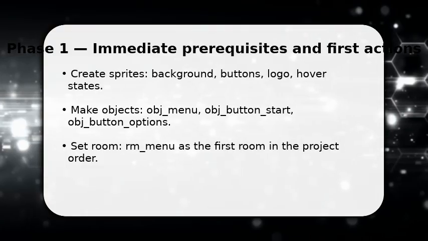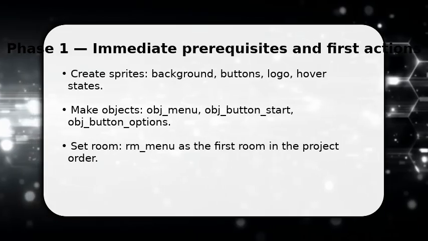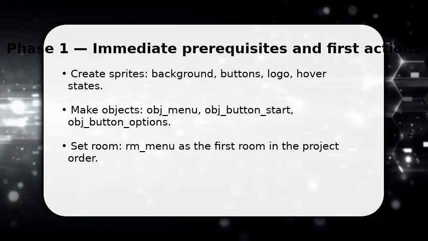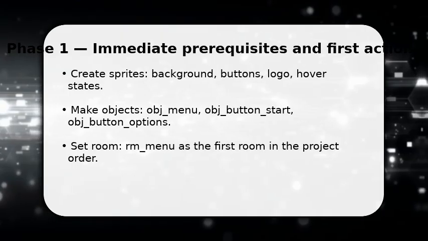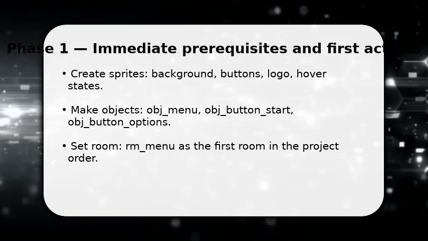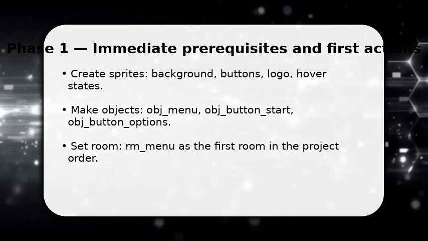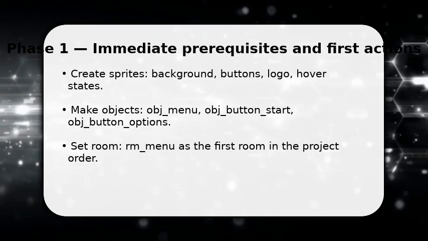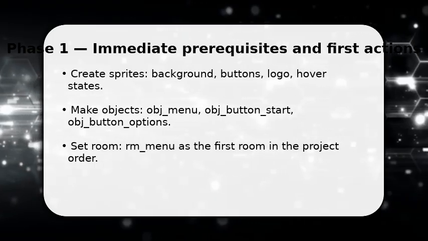You start by prepping assets and essential objects. Import your background, logo, and 3-button sprites so things load quickly. Create Obj menu as the container, plus separate button objects for start and options. Keep hover states for visual feedback. Place RM menu as the first room in order to test quickly.